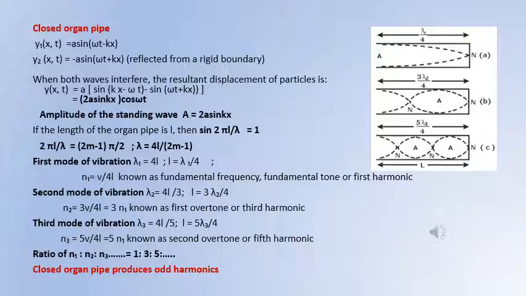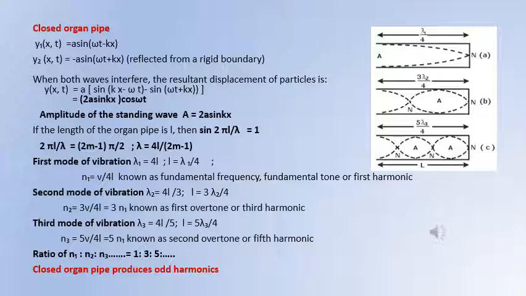2 pi by lambda. Now the amplitude will be maximum when sine 2 pi L by lambda is 1, where L is the length of the closed organ pipe. So from here we'll get the value of lambda as 4L upon 2m minus 1, where m will start from 1, 2, 3 and so on. Now for the first mode of vibration, lambda is 4L, where we've taken m as 1. So L is equal to lambda 1 by 4, as you can see in the diagram A.